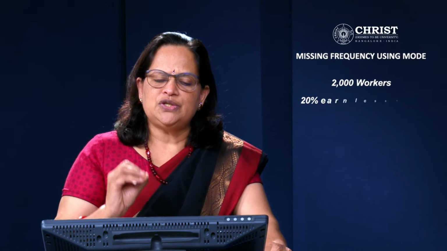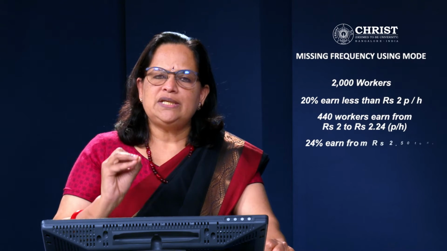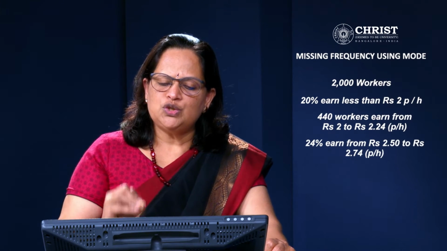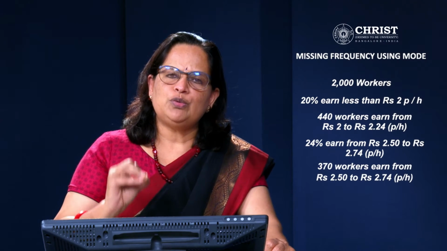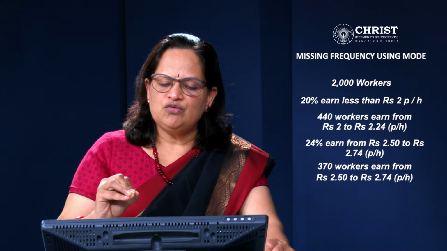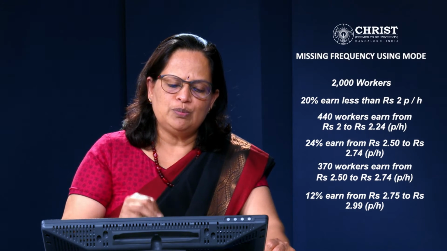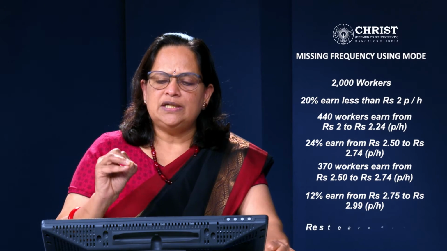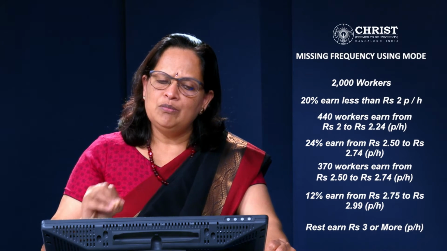So 2000 workers are employed in a firm. 20% of the workers in the firm earn less than rupees 2 per hour. 440 workers earn from rupees 2 to rupees 2.24 per hour. 24% earn from rupees 2.25 to rupees 2.49 per hour, and 370 workers earn from rupees 2.50 to rupees 2.74 per hour, and 12% earn from rupees 2.75 to rupees 2.99 per hour, and the rest earn rupees 3 or more per hour. Set up a frequency table and calculate the modal value.